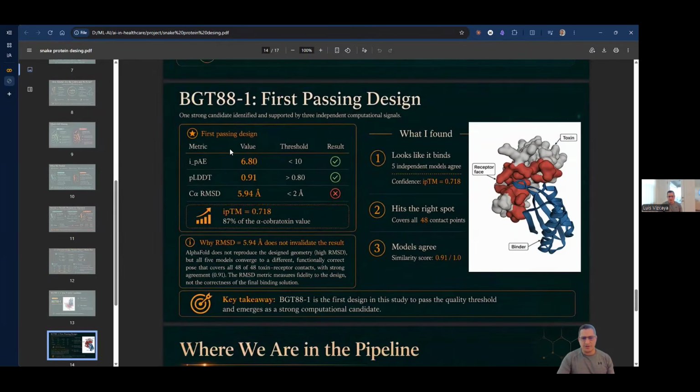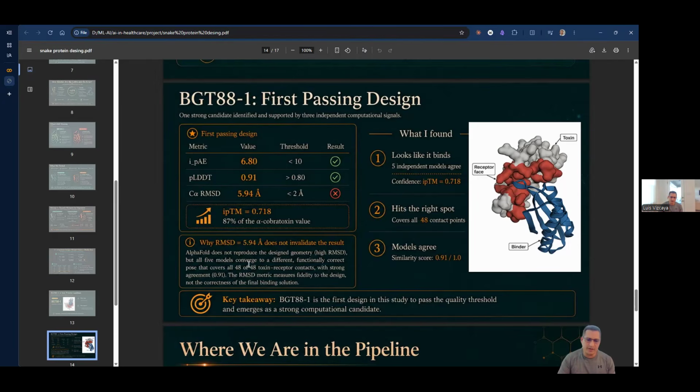I can show you here the metrics it passes, and the metrics are, as I mentioned, 6.8, 0.91. The only one that doesn't pass a filter in theory was the RMSD, which should be less than 2, and it was 5.94. However, it doesn't invalidate the result, because it's a secondary metric, not the most important. The most important are the first two.